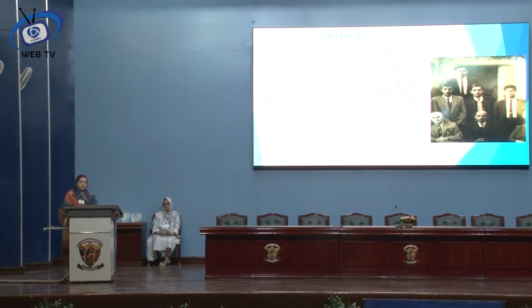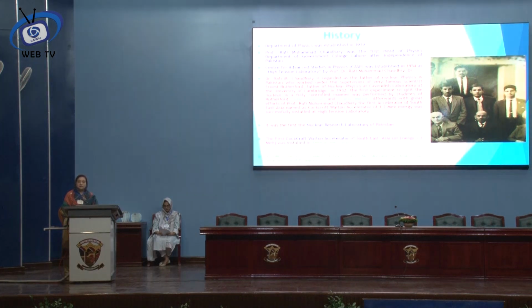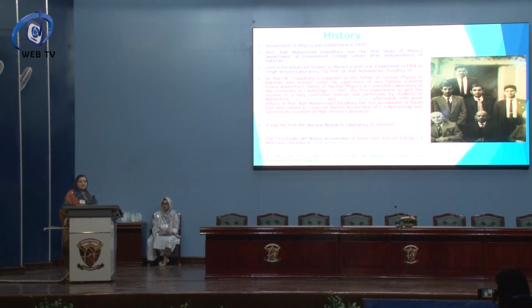accelerator, Cockcroft-Walton accelerator with energy of 1.2 MeV, established by Professor Rafi Muhammad Chaudhry at CAS, Center for Advanced Studies in Physics, COMSATS College University. And he invited Cockcroft, Walton, and others also to Pakistan. At that time, it was the golden era of physics in Pakistan. Every year, one Nobel laureate in physics used to come and visit the laboratories, giving funding and gifts to Pakistan.